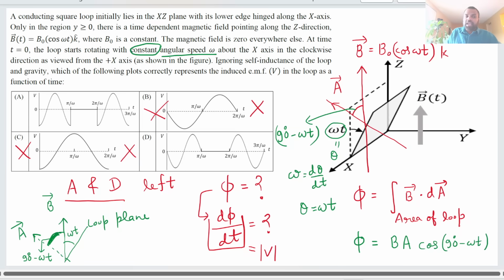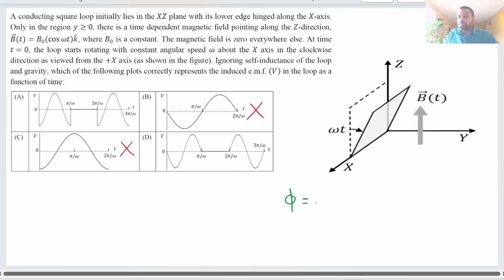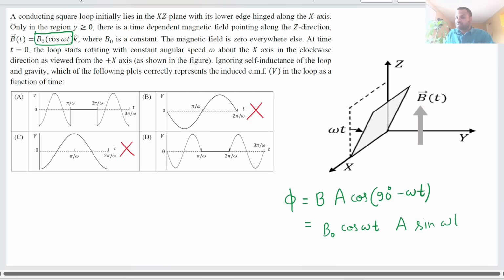ओके, तो अब हम क्या करेंगे, हम यहां पे इसको सीधे लिख देंगे कि फी जो है वो हो गया आपका बी ए कोसाइन ऑफ 90 माइनस ओमेगा टी, और बी क्या है? मैग्नीट्यूड. ये हो गया आपका बी, राइट? तो बी हो गया आपका बी नॉट कोसाइन ओमेगा टी, राइट? और ए कोसाइन 90 माइनस ओमेगा टी हो जाएगा आपका साइन ओमेगा टी, राइट? और इसको हम बेसिकली लिख सकते हैं बी नॉट ए, और अगर मैं इसको यहां 1/2 कर दूं तो यहां पे हो जाएगा 2 कोसाइन ओमेगा टी साइन ओमेगा टी, राइट?